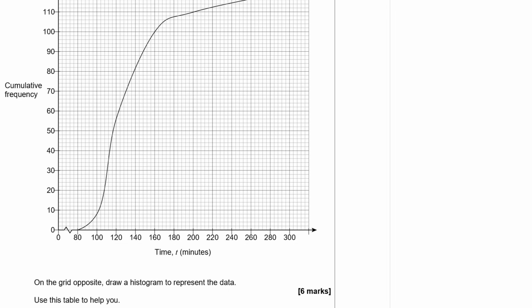Okay, so coming back to the diagram. Time under 100 is going to be this point here. So that's 8.